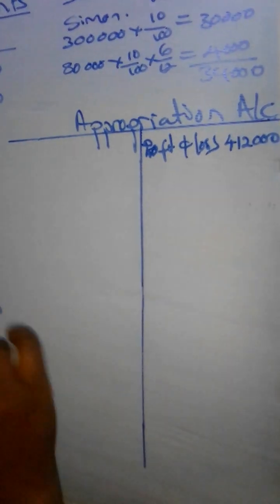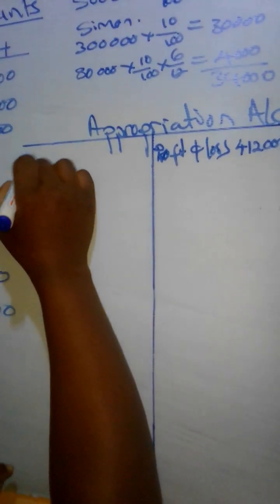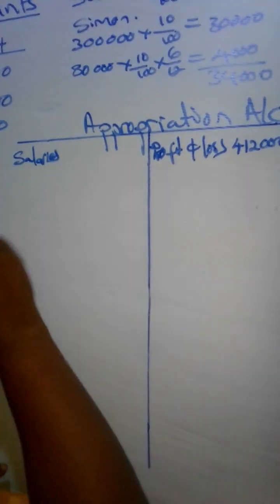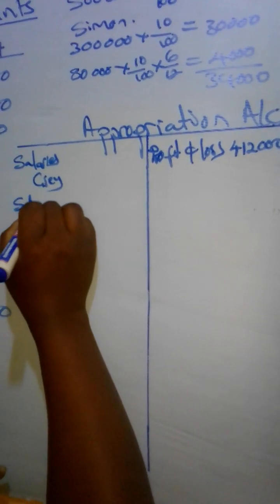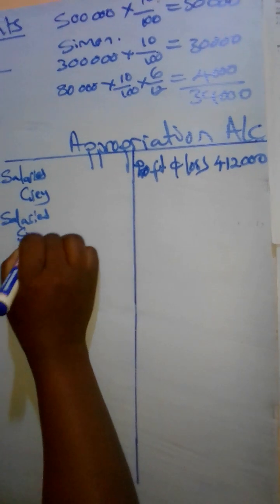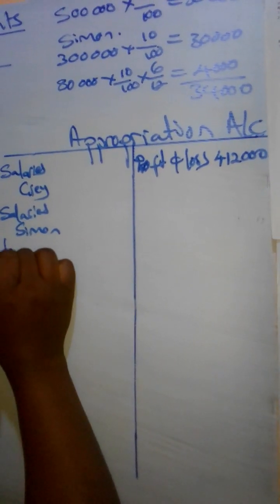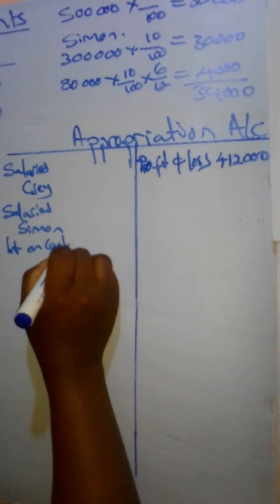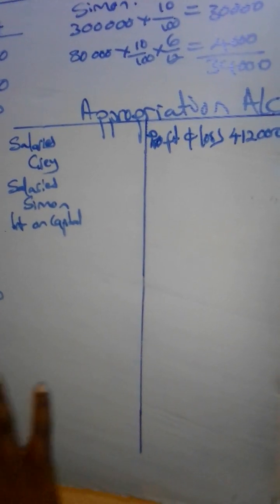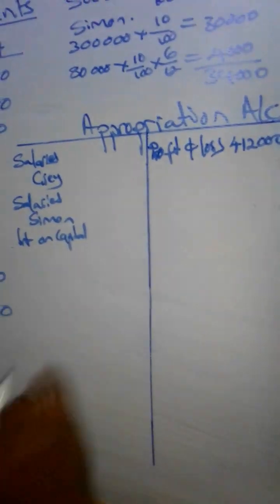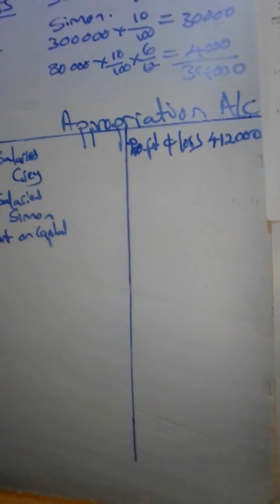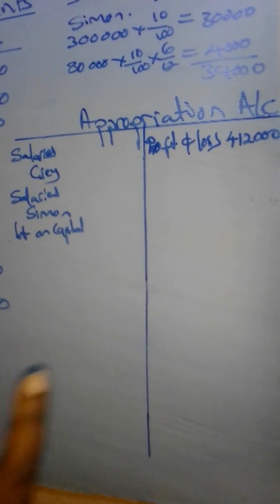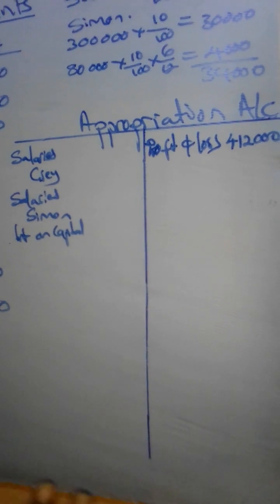First of all, remember what I said. The primary distribution is made up of the salaries. Salaries for the first one is for Gray, and then salaries we also have Simon. And then we have interest on capital. Fine. So adding, we don't have any bonus. So these will give us the primary distribution. After the primary distribution, we can calculate the final distribution, the amount which they are going to distribute using their agreed profit sharing ratio.